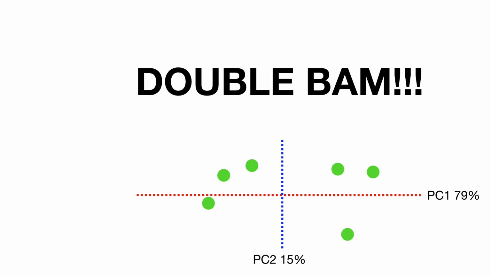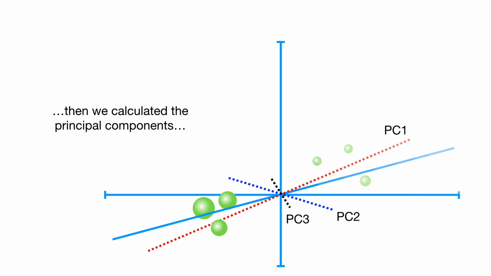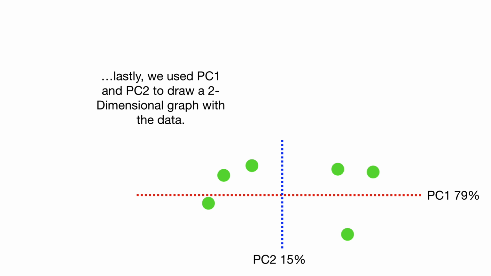Double bam! To review, we started with an awkward 3D graph that was kind of hard to read. Then we calculated the principal components. Then with the eigenvalues for PC1 and PC2, we determined that a 2D graph would still be very informative. Lastly, we used PC1 and PC2 to draw a two-dimensional graph with the data.